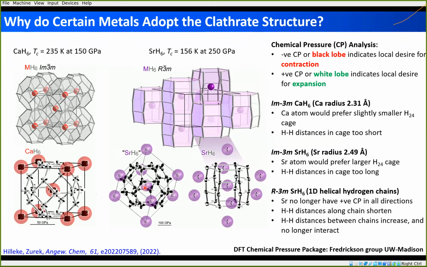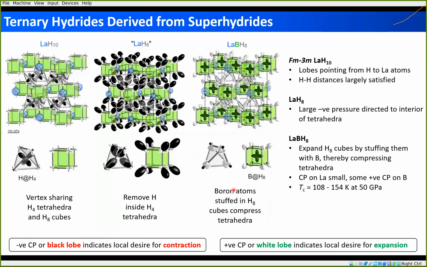But it doesn't want to do that because now we have black chemical pressures directed along the hydrogen atoms. And so what is preferred is this distortion, and the distortion decreases the magnitudes of the chemical pressures, both between the hydrogen atoms and around the strontium atom.